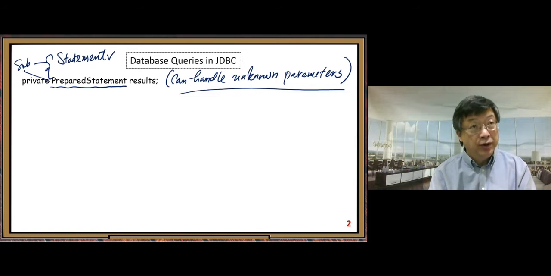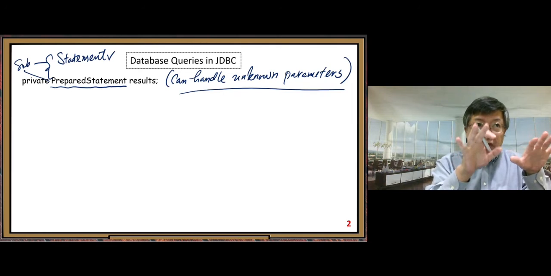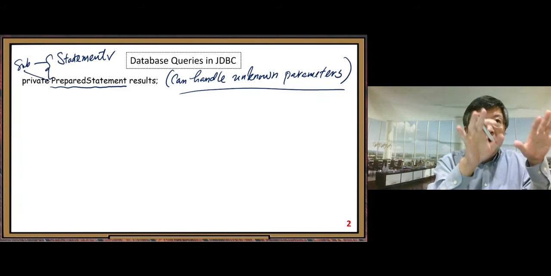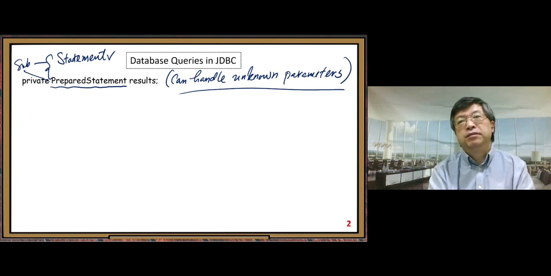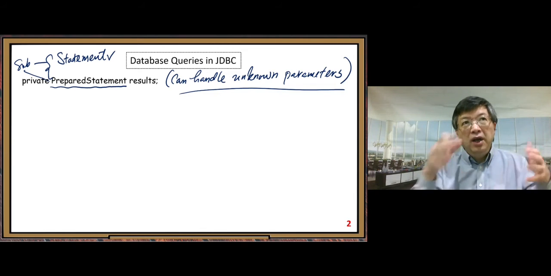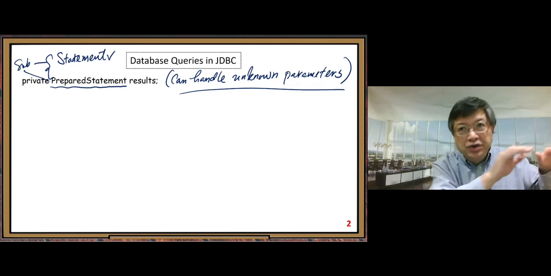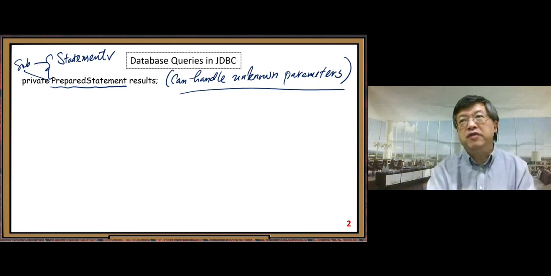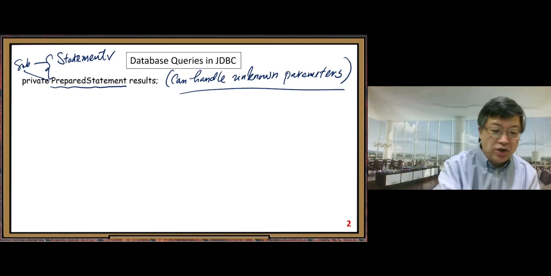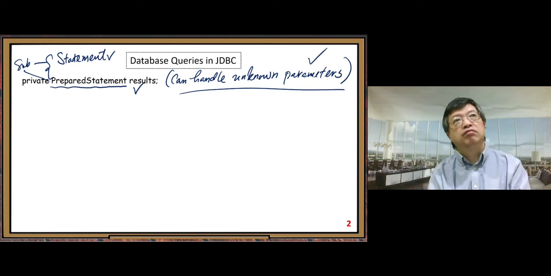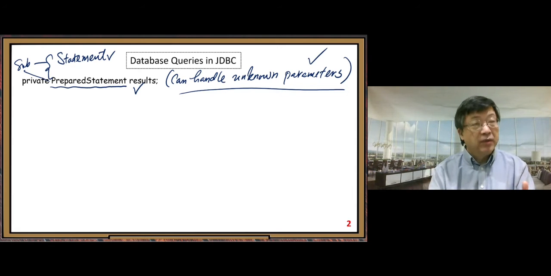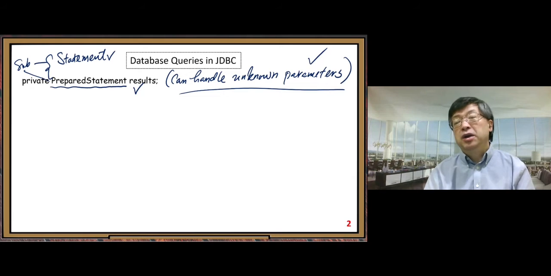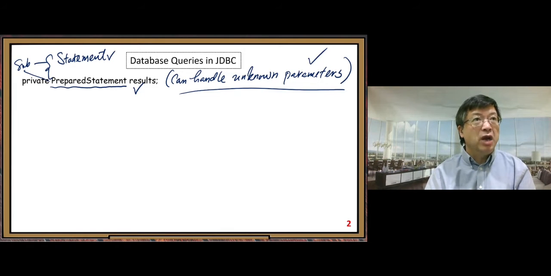Why is it good? Because there are many situations where, at development time, many data values are unknown. Only at runtime, after the user enters data, then you have those values. In that situation, PreparedStatement supports that feature. But in this example, we just display all the questions in our database.